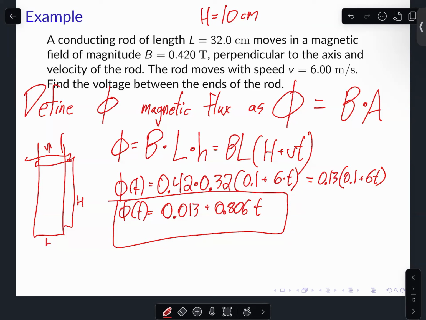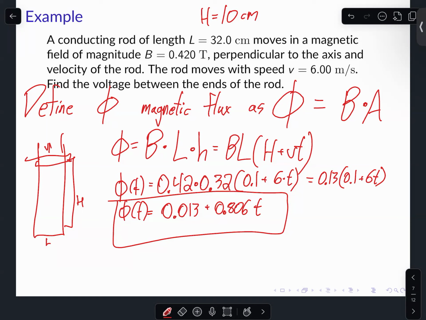Voltage is just, what is 0.806? What is its role in this equation? Constant plus constant times time. What are these? Y equals b plus mx. Yeah, it's the slope. What is this called, by the way? 0.013 is the slope. This is your independent variable. Your y offset, y-intercept.